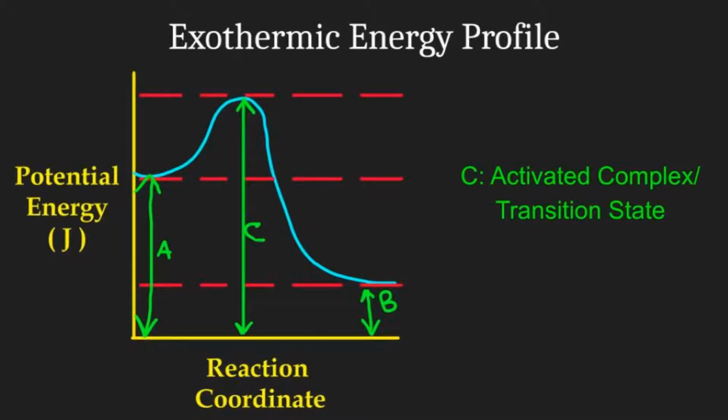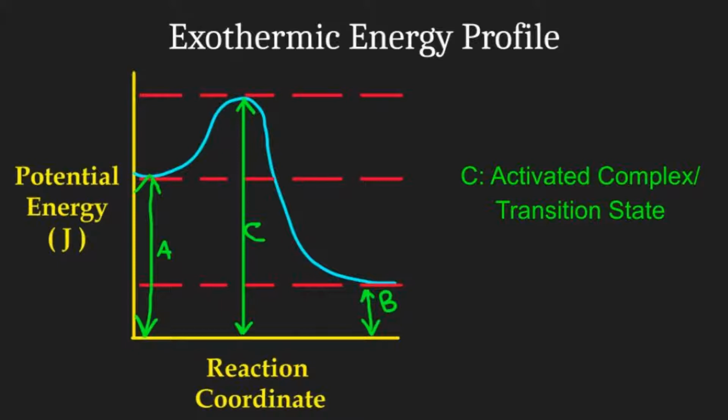Next, we're going to label line C. This is the activated complex or transition state. You can see this goes all the way from the x-axis to the highest peak in the graph. This is the maximum amount of energy in our reaction at any point.